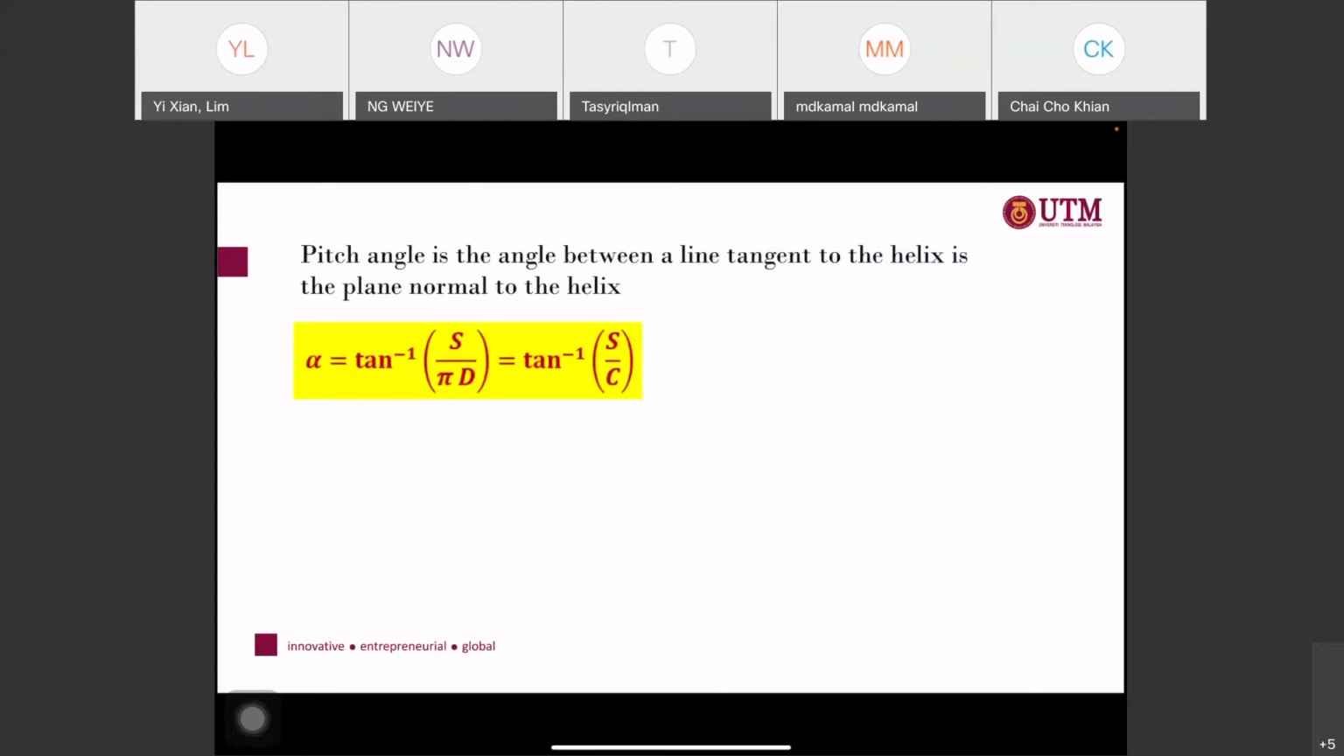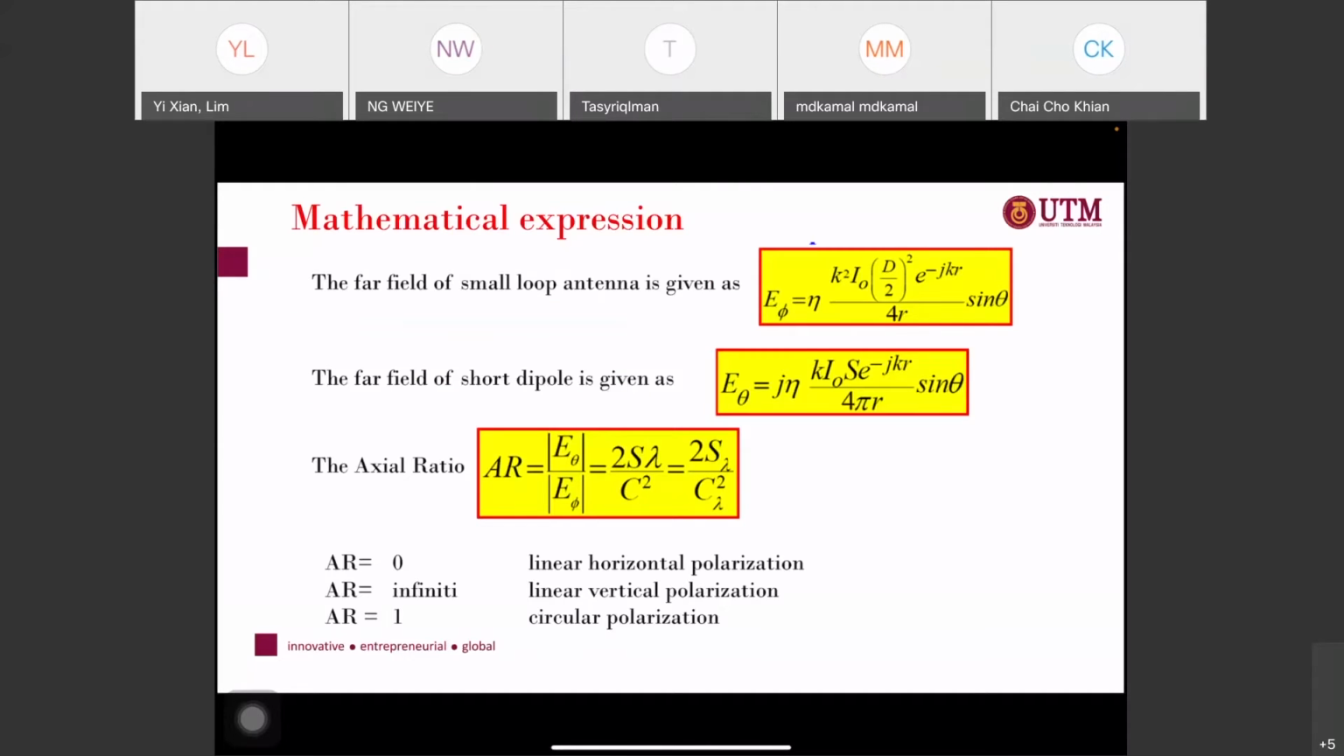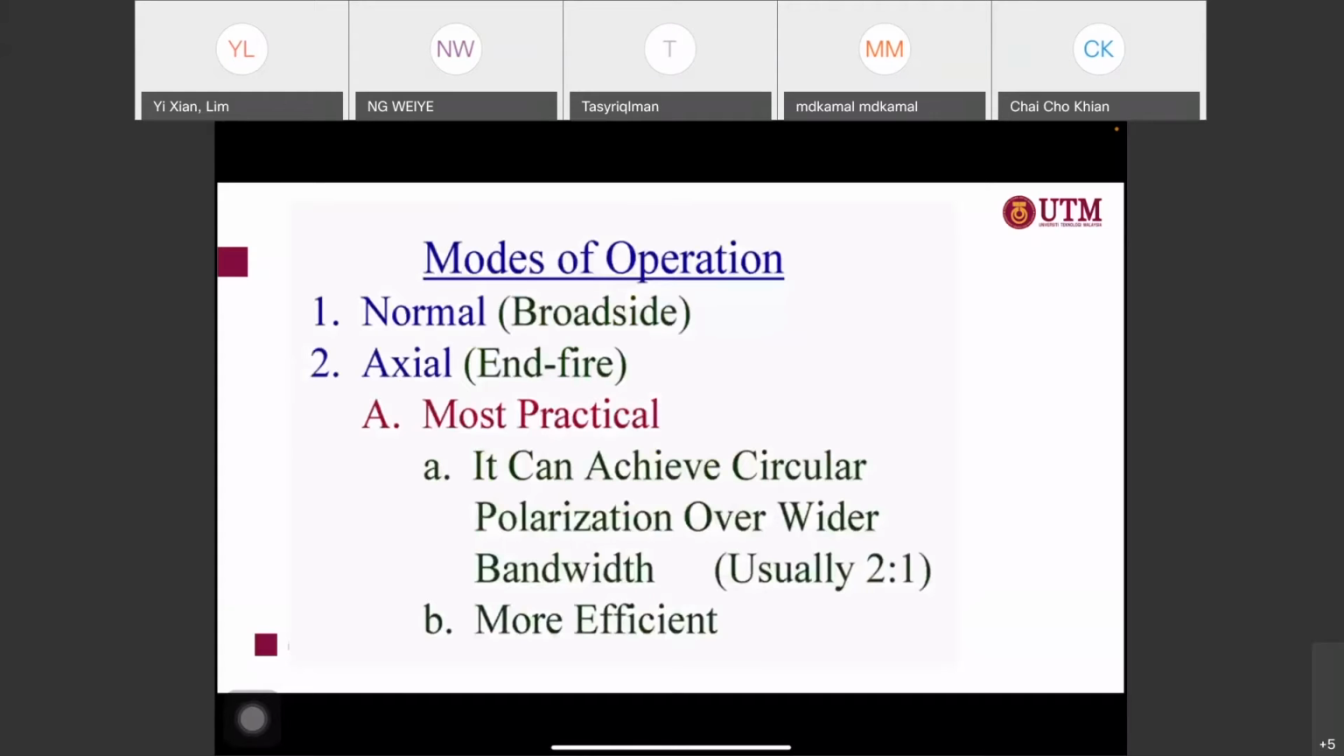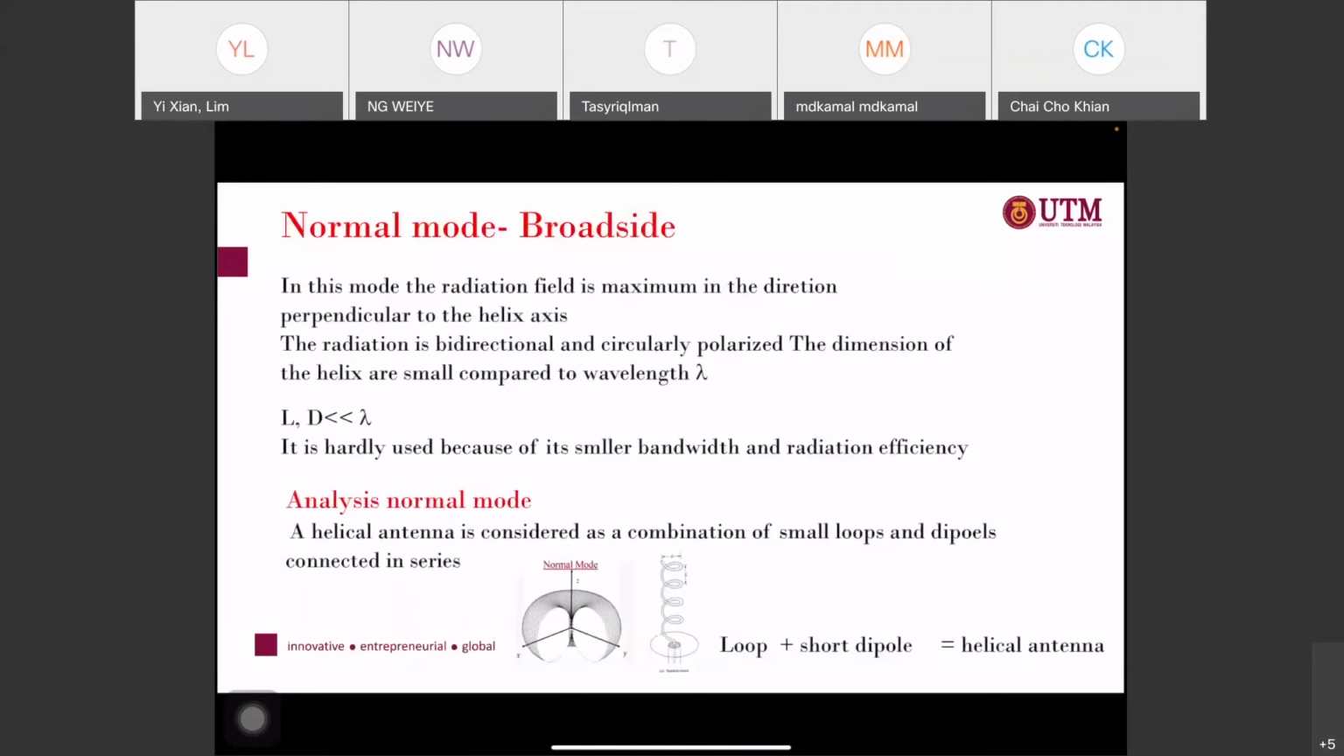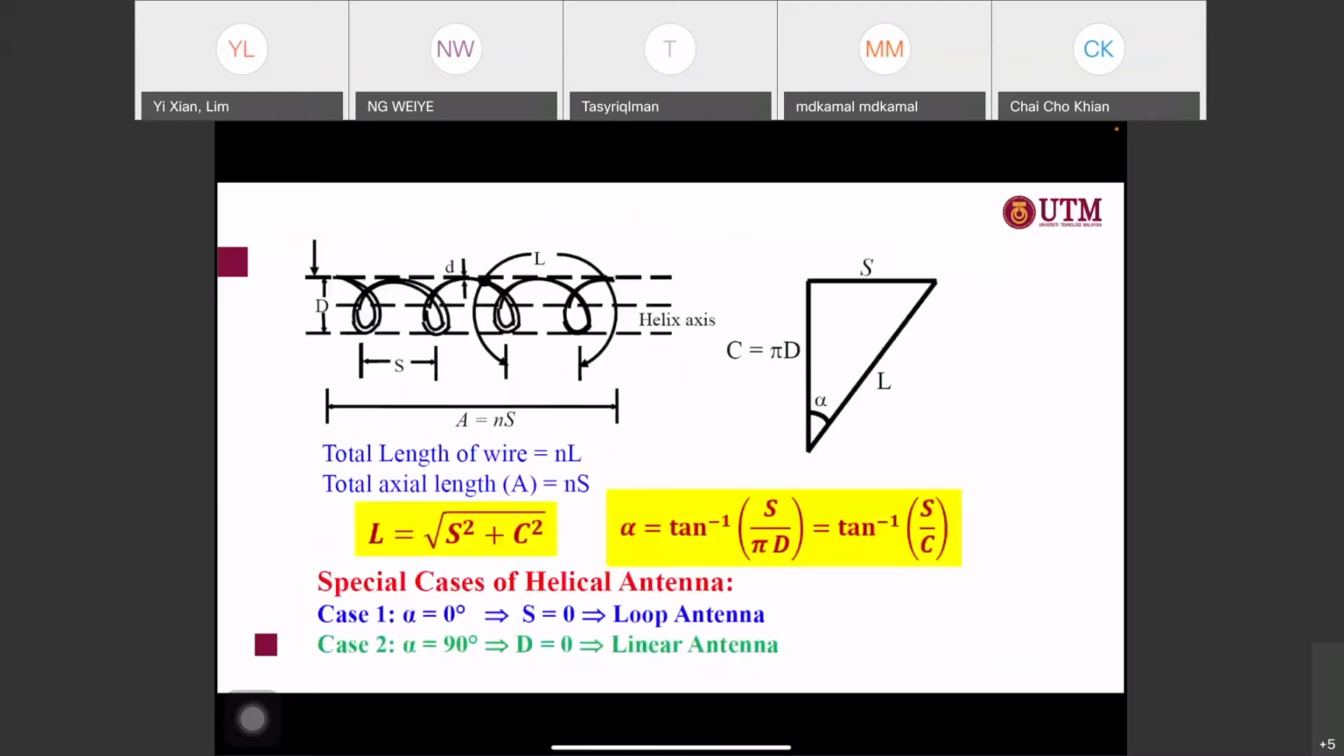The pitch angle, as we can see from the notes, is alpha. You can get it from tangent alpha equals S over C, or sine alpha equals S over L naught. It doesn't matter which one, because from these values you can get the rest from the Pythagorean theorem. So this is your pitch angle, alpha.